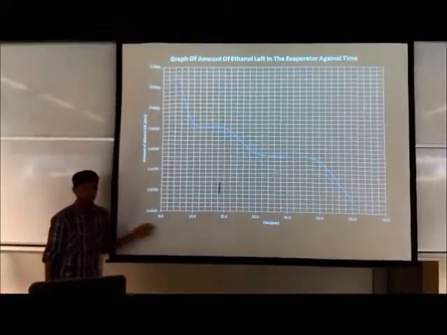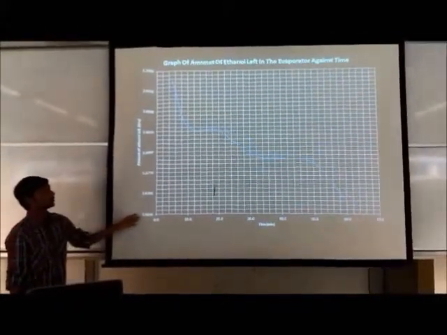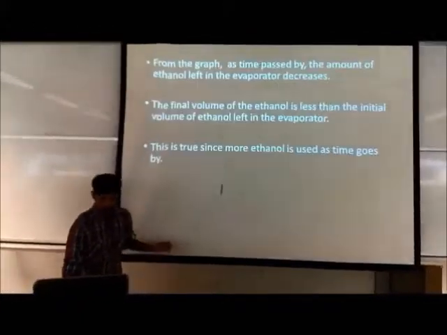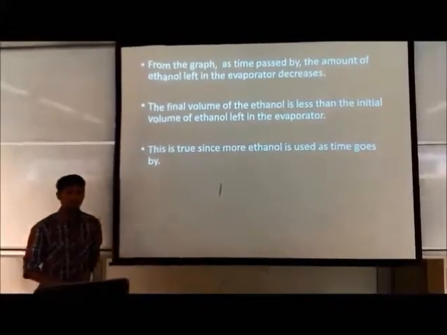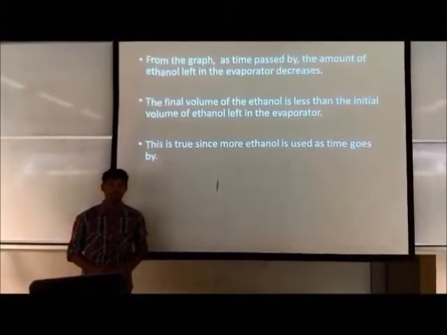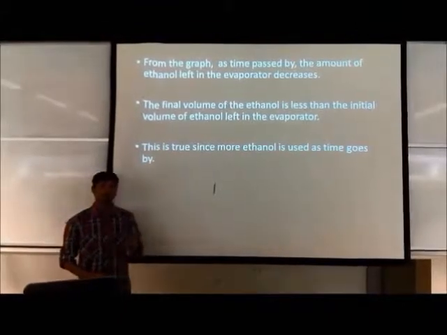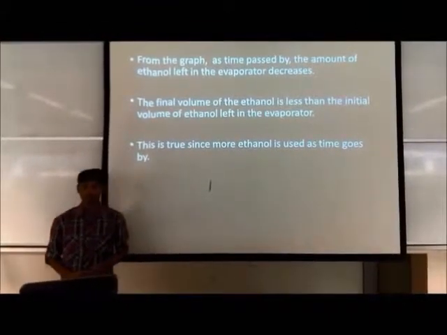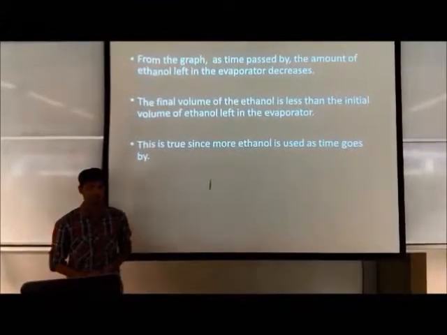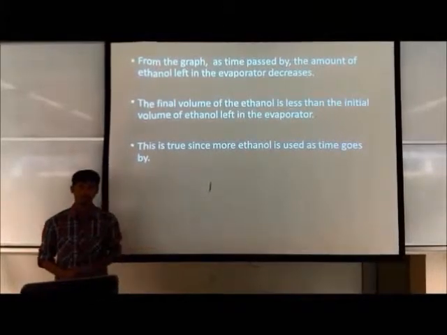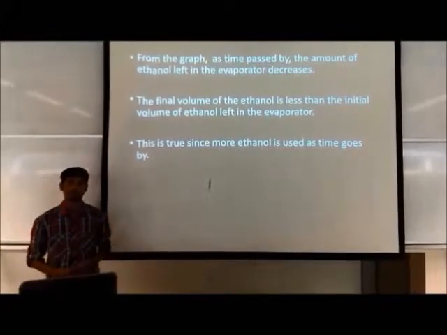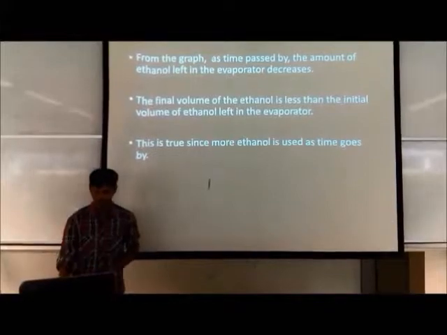And this is the graph of the amount of ethanol left in the evaporator against time. From the graph, as time passes by, you can see that the amount of ethanol left in the evaporator decreases. The final volume of ethanol is lesser compared to the initial volume of ethanol left in the evaporator. And this is true since the ethanol is used during the experiment as time passes by. That's all from me.